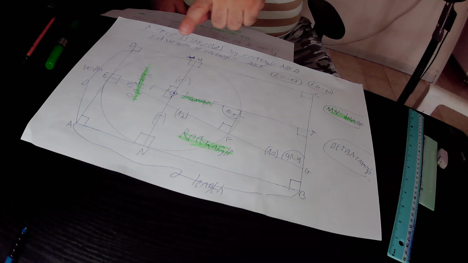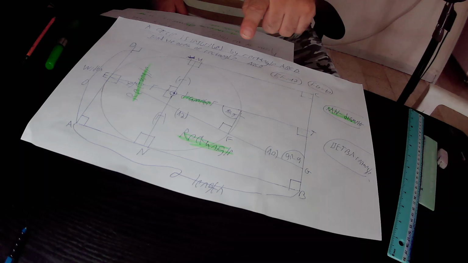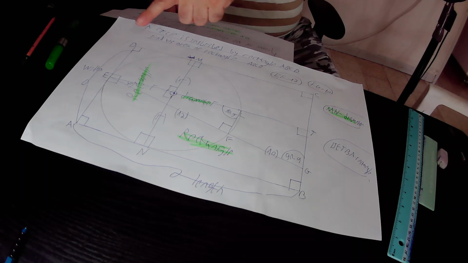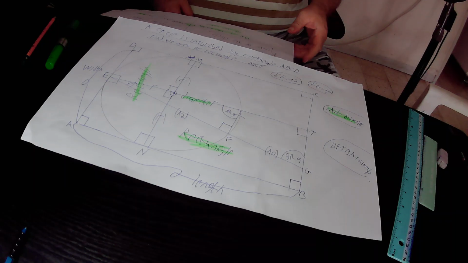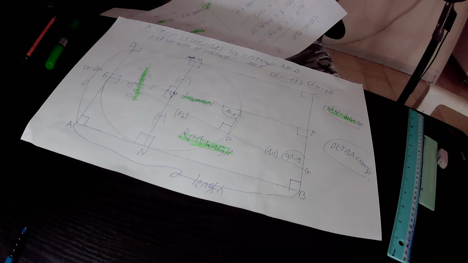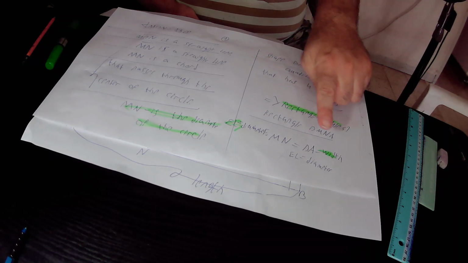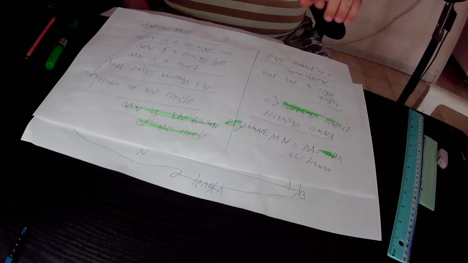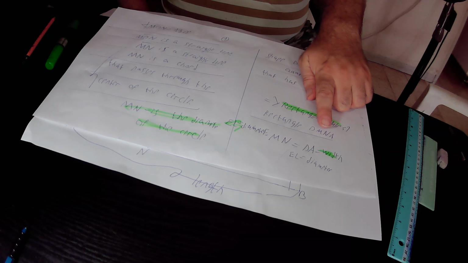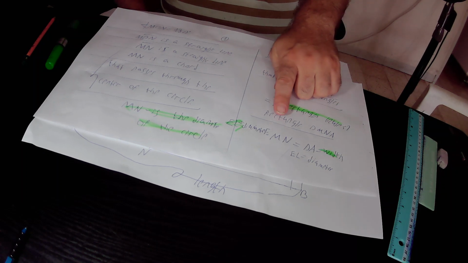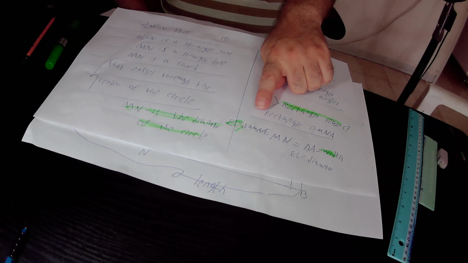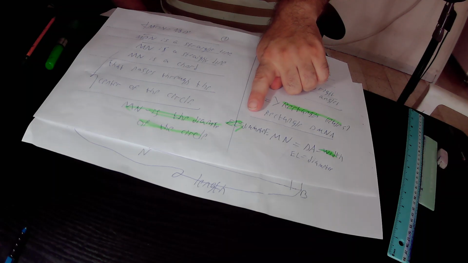And we know that any chord that passes through the center of the circle, that is actually point O, must be the diameter of the circle. Therefore EL is also the diameter of the circle. So in this equation, the width equals AD equals MN equals the diameter. You can write here that the diameter EL is also the diameter of the circle.